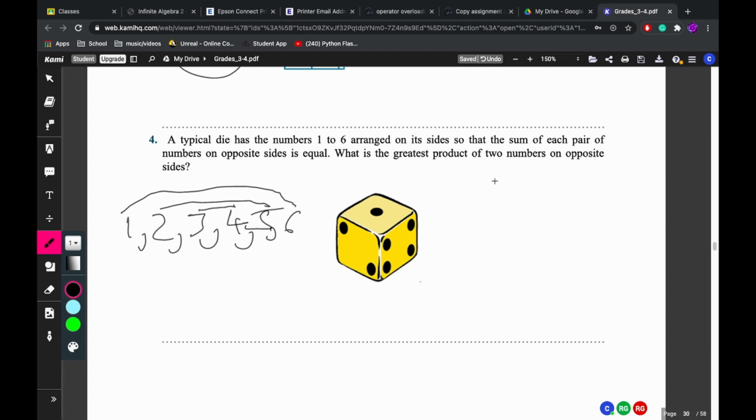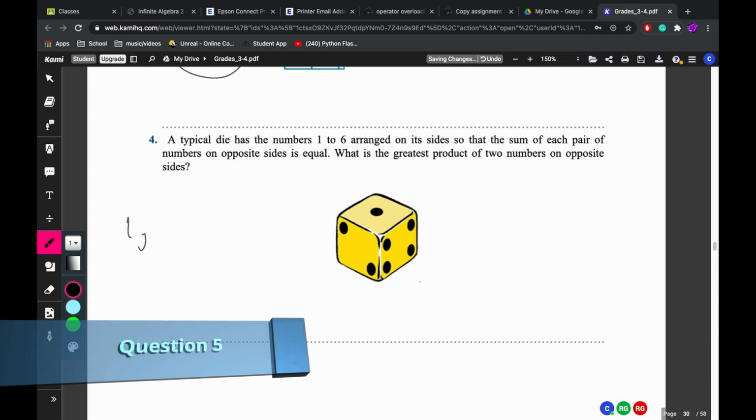What we would do now is see the product of them. So that's 1 and 6, 2 and 5, 3 and 4. So 1 times 6 equals 6, 2 times 5 equals 10, and then 3 times 4 equals 12. And the greatest is 12. So the answer for number 4 would be 12.